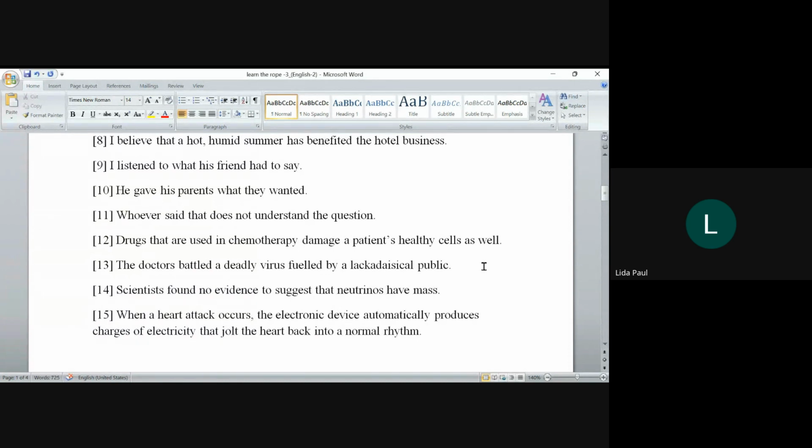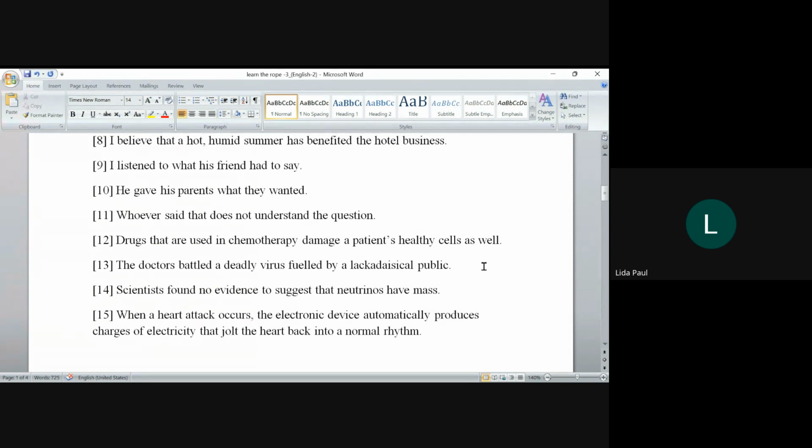Because look at this, main verb is what? Battled, right? Subject is doctors. What was battled? A deadly virus. So that part is done. Whatever follows it is your subordinate clause because it clearly lacks a subject in this case. Fueled by a lackadaisical public is the subordinate clause, because the rest of the sentence is actually an independent clause.